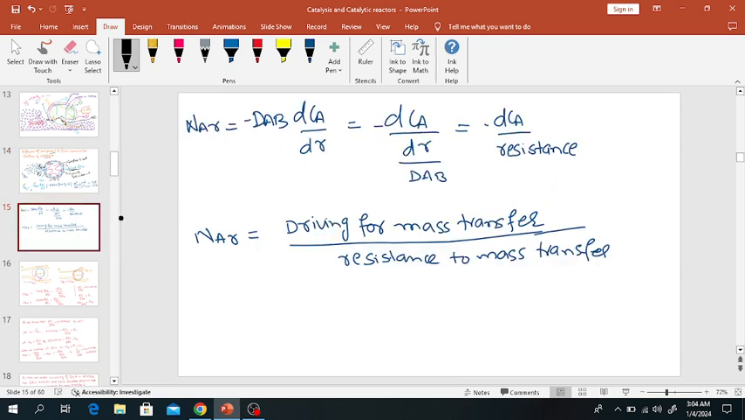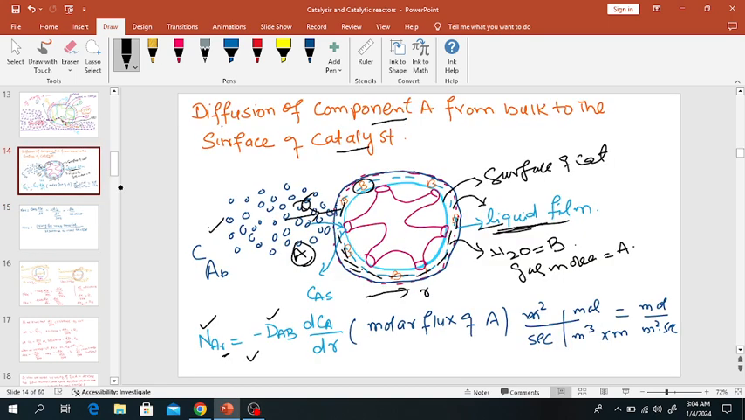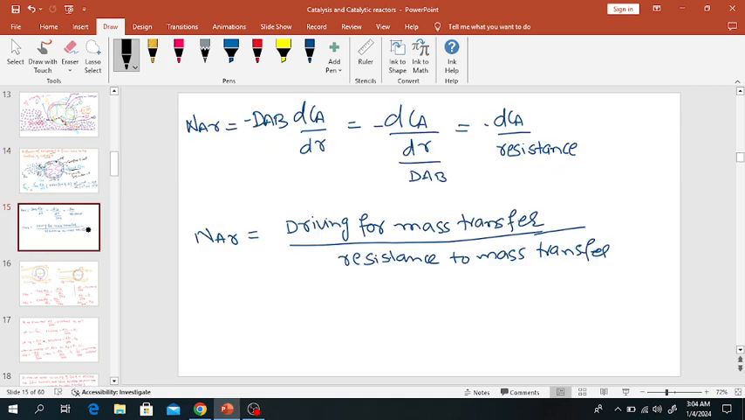So the molar flux of A is minus DAB dCA divided by dr, where dr is the thickness of the liquid film around the catalyst. Dr is nothing but the thickness of this layer. This thickness is denoted by dr. So this can be written as minus dCA divided by dr by DAB.